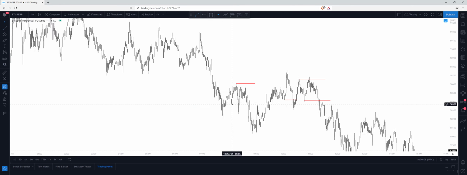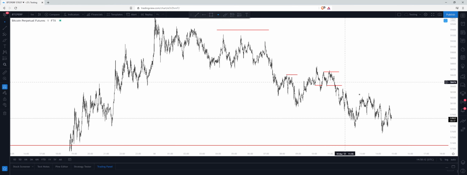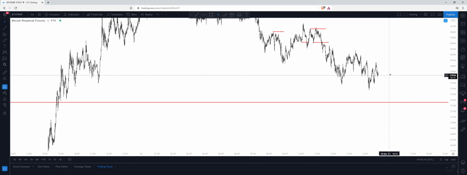We broke below, and that was my entry right here with my stop just above. So this is what I'm looking at. I think we moved down a little bit lower. I might try to hold on to this position until I see some obvious accumulation, but we'll see how we go.